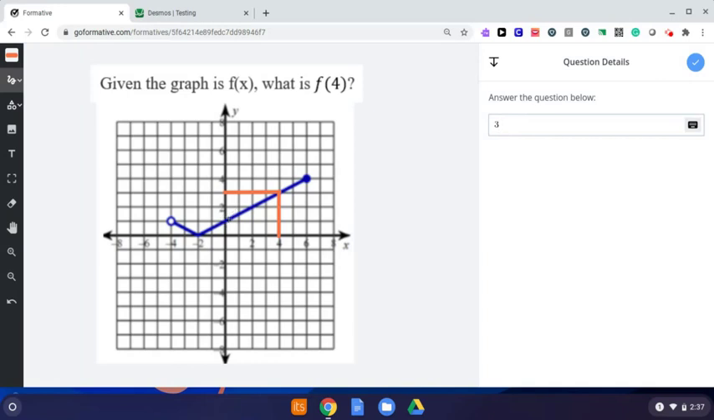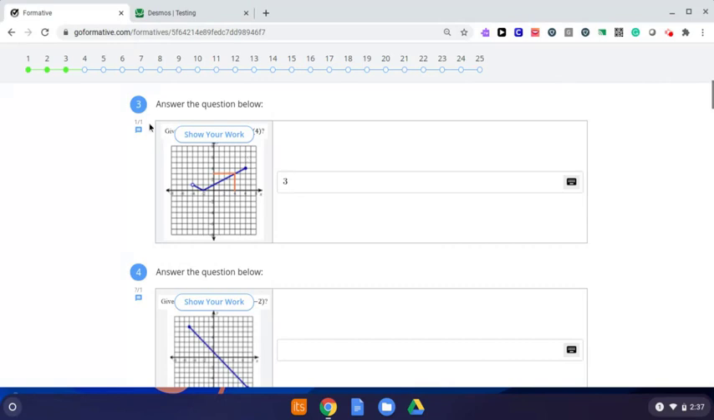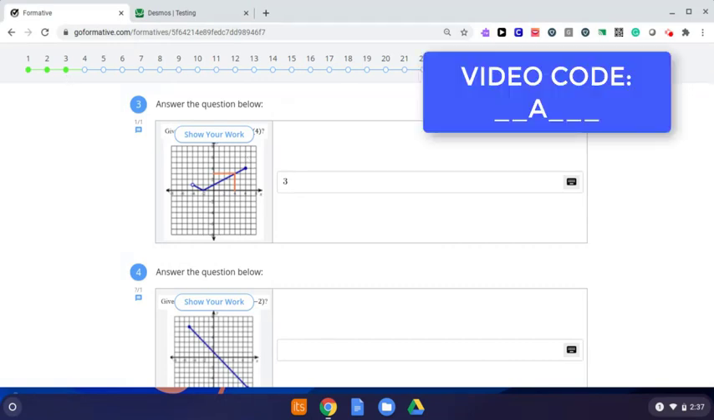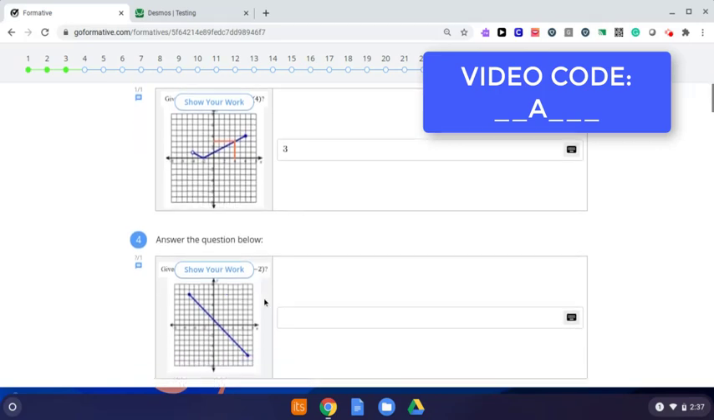Okay, because 1, 2, 3. So the answer is 3. We put it in, and if you notice, we got a green light. Okay, so we're doing it correctly. Let's go on to the next problem.